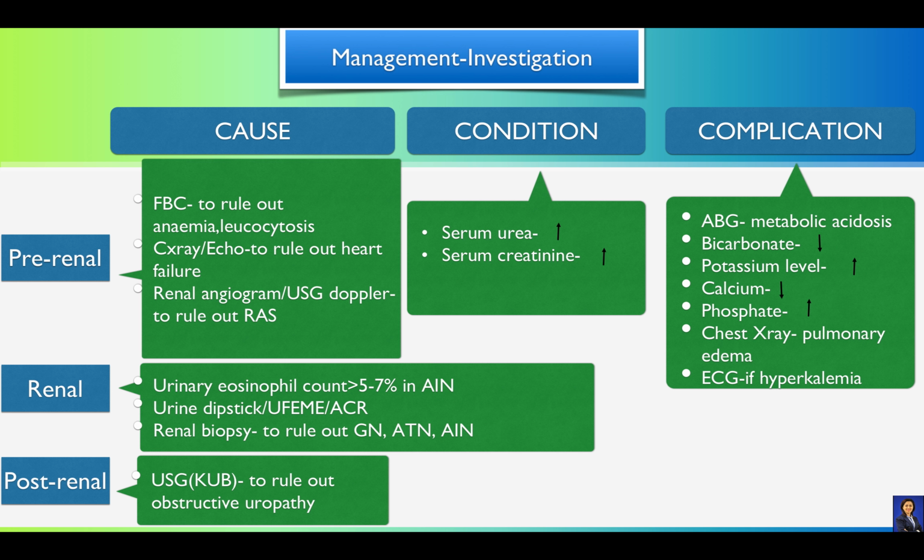For the complications, ABG will look for metabolic acidosis, bicarbonate will be low, potassium will be high, calcium level will be low, phosphate will be high, and a chest X-ray will rule out pulmonary edema as well.